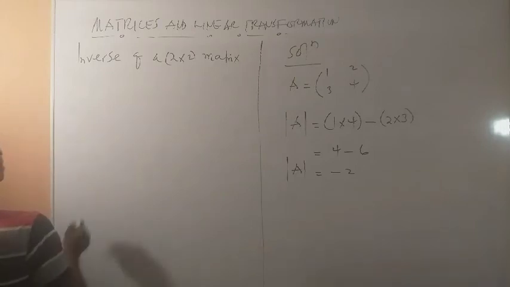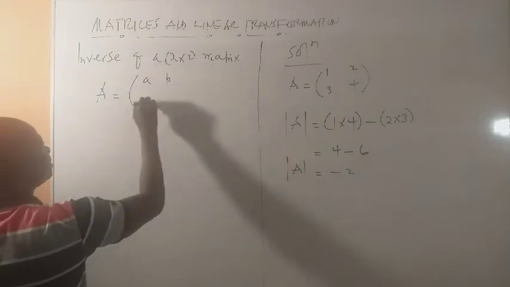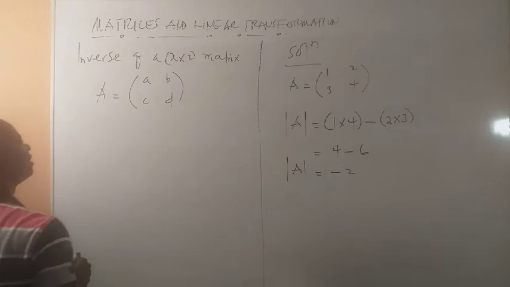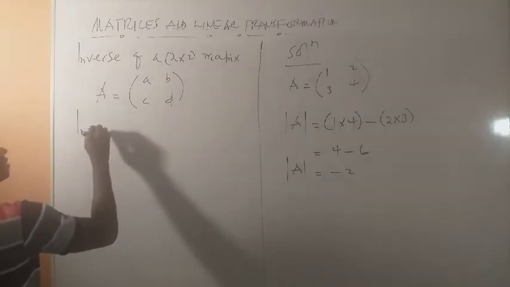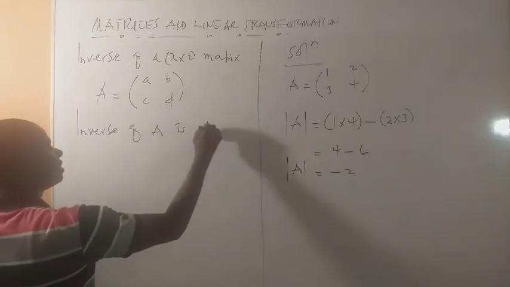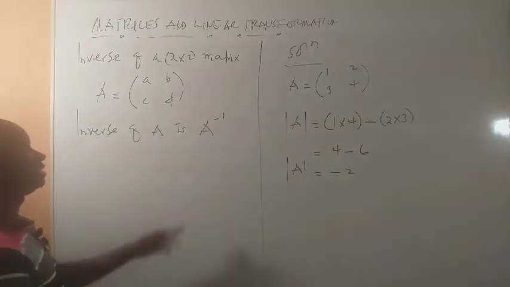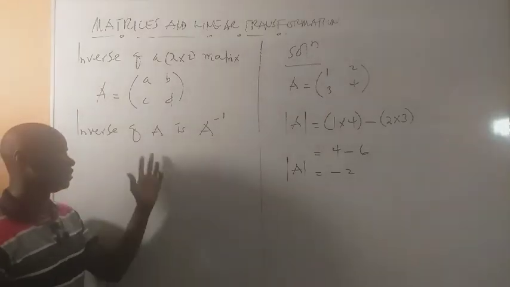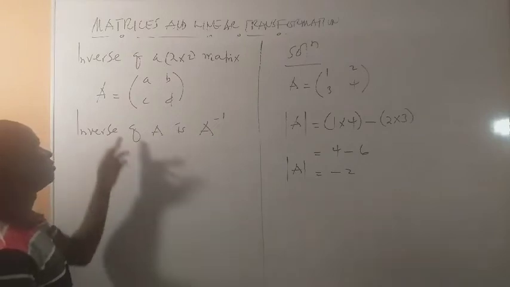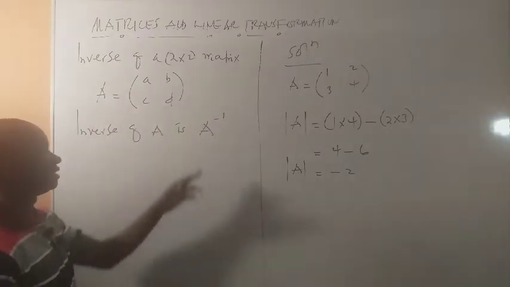Now, let's assume that we are given the matrix A to be A, B, C, D. The inverse of A is written as A exponent minus 1. That's how it's written. So when you see this, that's the inverse of A. If it is B, it will be B inverse. If it is C, it will be C inverse. But because the matrix given is A, then the inverse of A will be written in this form.